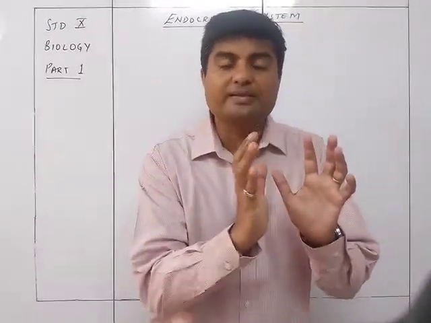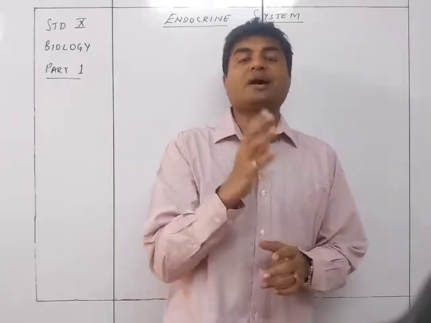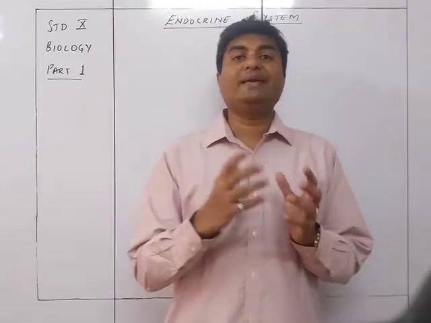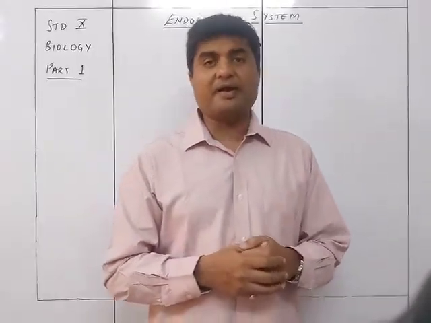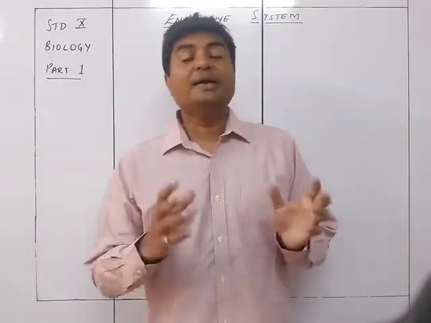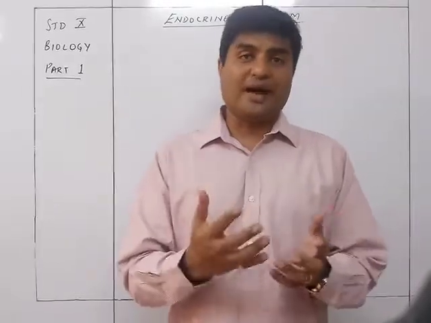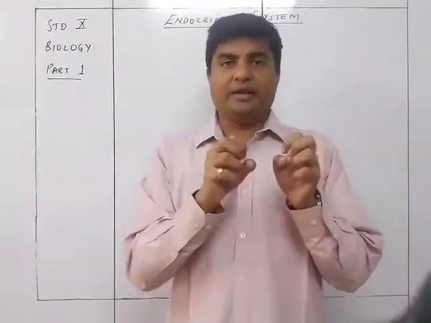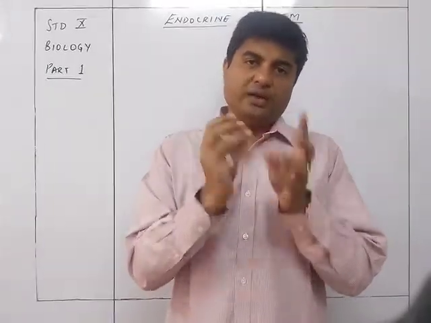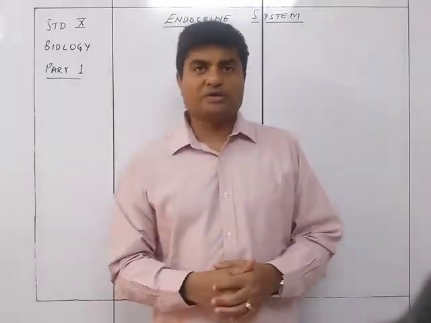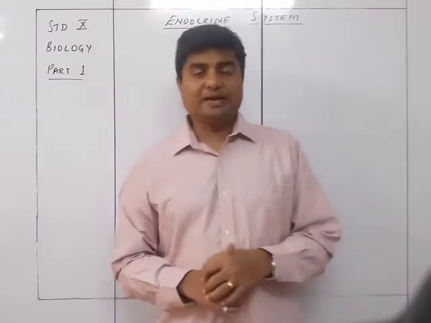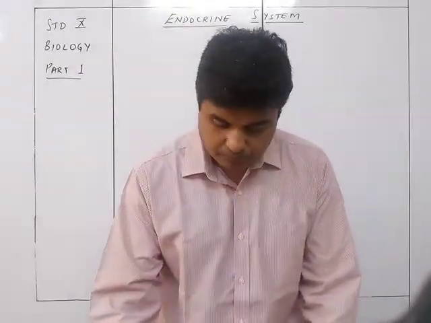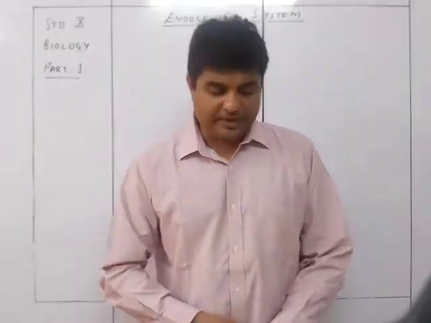It is separate in a way that it is not connected to the bloodstream directly. It is a ductless gland. The endocrine gland is called a ductless gland because there are no ducts. It gives away its hormones directly to the blood without any ducts, and then they pass into the different parts of the body. So let's see the chapter in detail now.